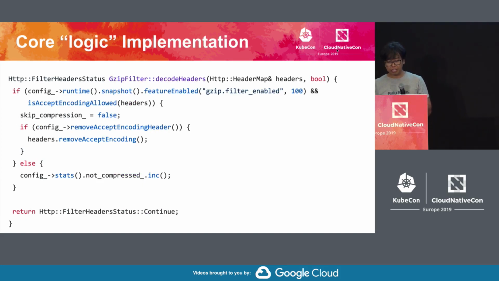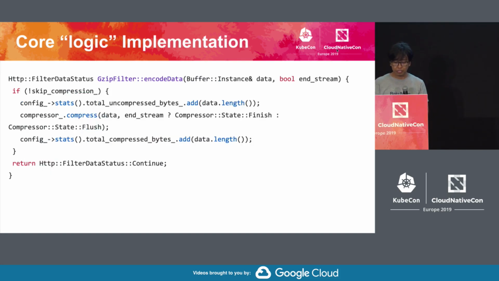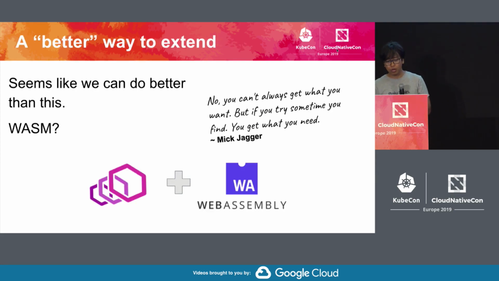So as I said before, decode headers in the gzip filter is the first one, very simple. It checks whether it is enabled, or whether you configured it to compress its response, or whether it has the accept-encoding header, something like that. So you can send back the compressed response. This is the encode data that sends you back the compressed information.